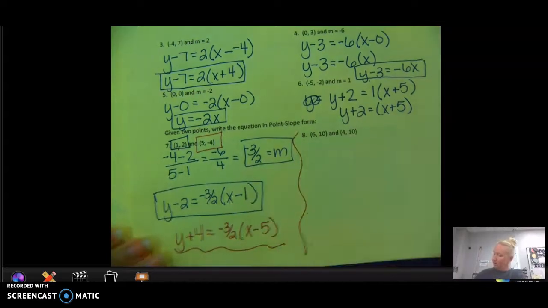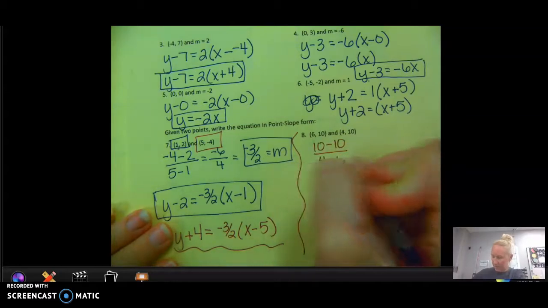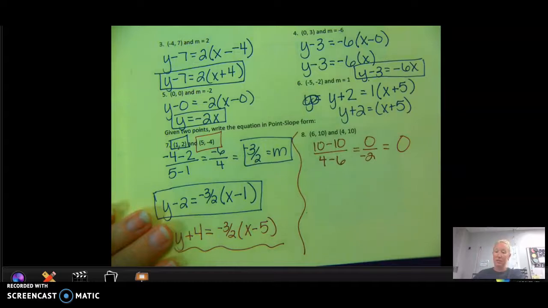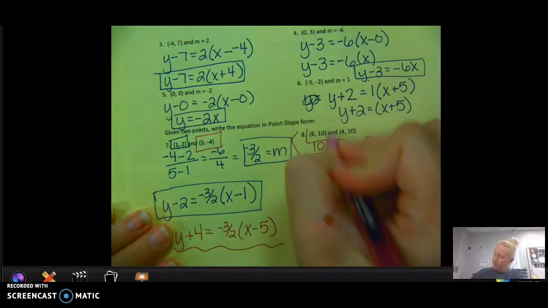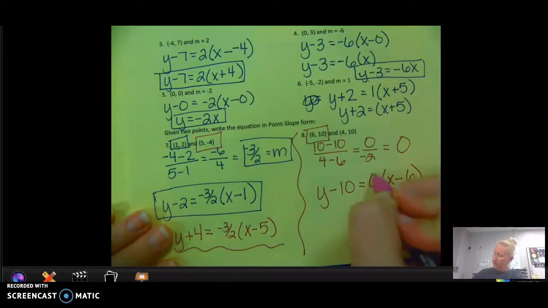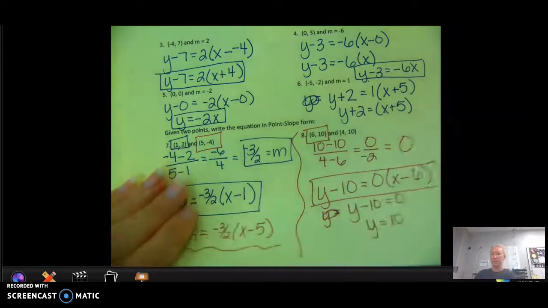All right, number 8. So I'm going to find the slope. 10 minus 10 over 4 minus 6. So I get 0 over negative 2. 0 divided by anything is 0. So we have a 0 slope here. So I'm going to use the first point. Y minus 6 equals a slope of 0 times x minus 6. If I distribute that, I'm multiplying. And what you actually get is, you could leave it like that, y minus 10 equals 0. This actually turns into y equals 10 line. But that's what that guy looks like, okay?